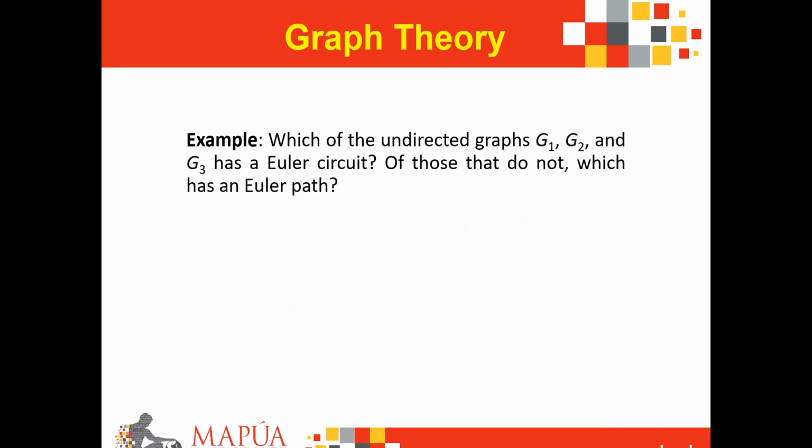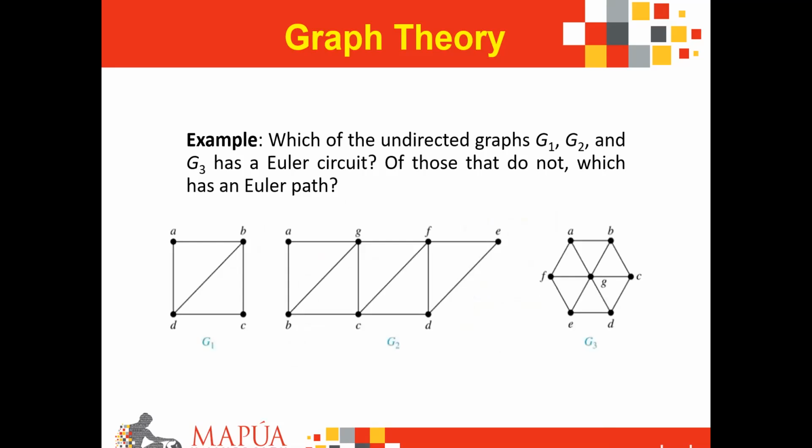Let's try to evaluate this example. Which of the following directed graphs G1, G2, G3 has an Euler circuit? Of those that do not, which has an Euler path? Note, graph G1 has an Euler path. Graph G2 has an Euler path, while graph G3 does not have an Euler path, nor an Euler circuit.